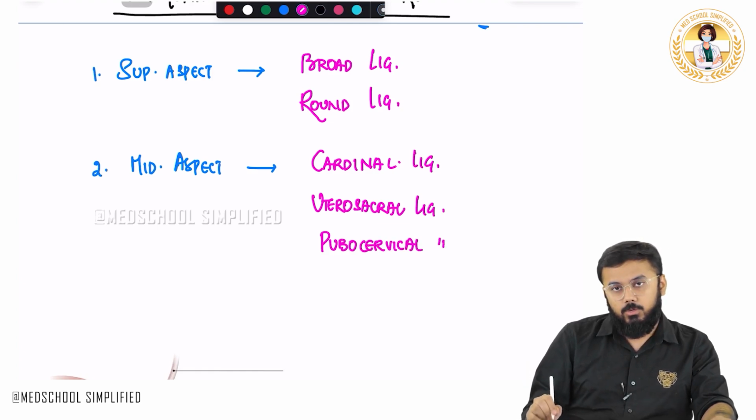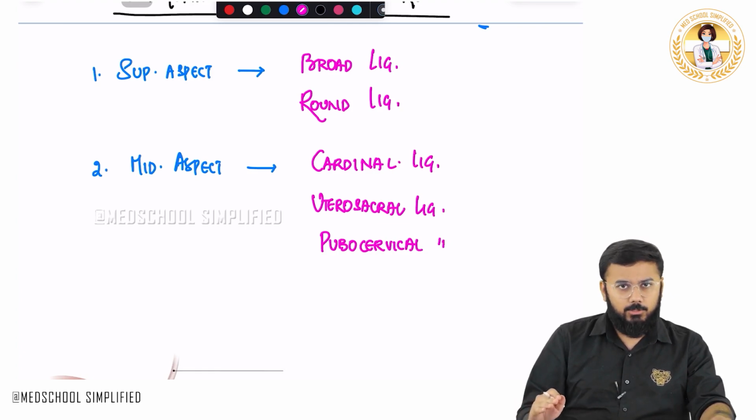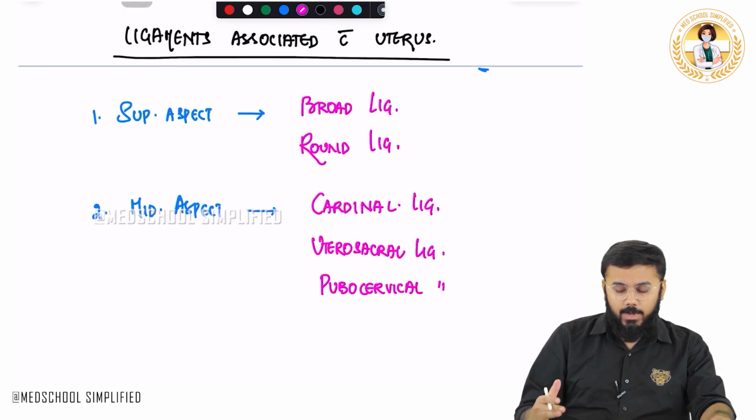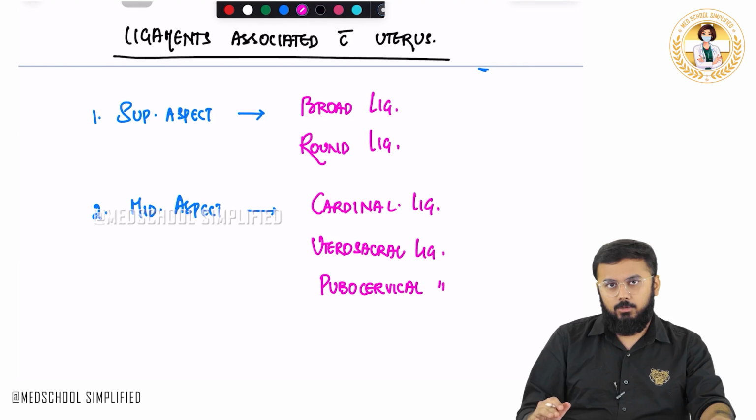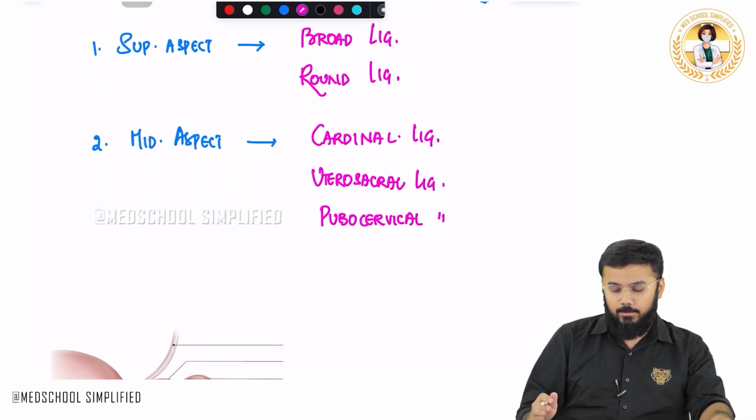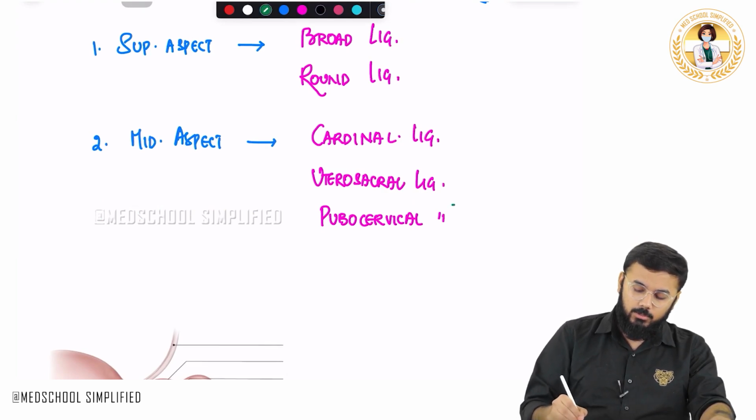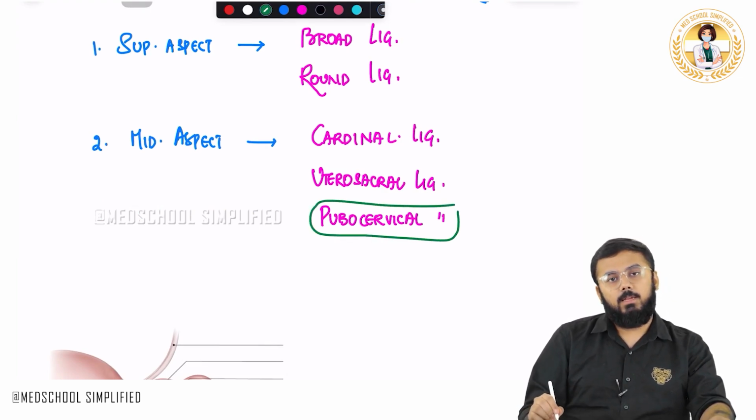So how many ligaments totally? We have got 3 ligaments plus 2, 5 ligaments over here, and we have seen all these ligaments over here. You know where is the round ligament, you know where is the broad ligament, cardinal ligament. Only ligament which I cannot show it to you in this picture is your pubo-cervical ligament.